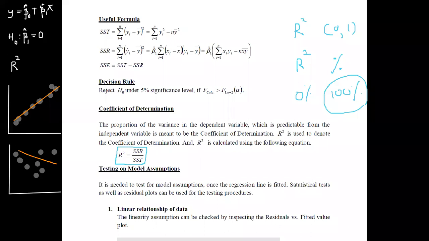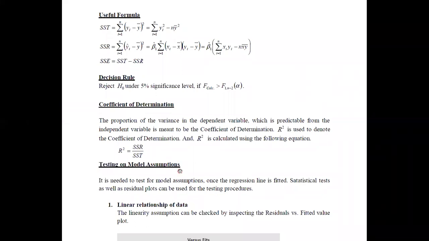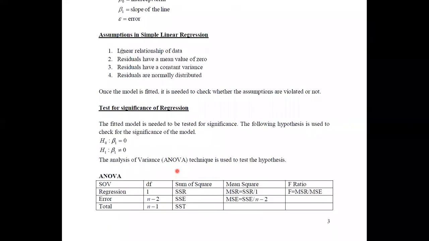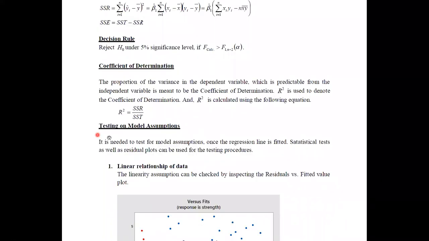Therefore, after checking or obtaining all these values, you can go for testing the model assumptions. I have briefly mentioned the assumptions that we use in simple linear regression, and now we will see how we can test these model assumptions. We need to test the model assumptions once the regression line is fitted, and we can use statistical tests as well as the residual plot.